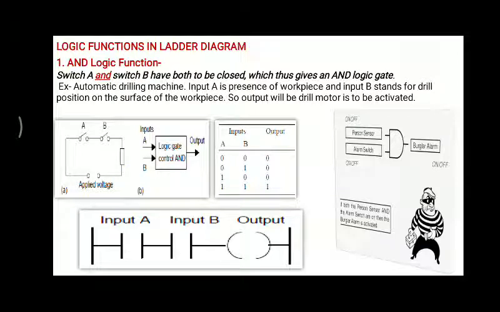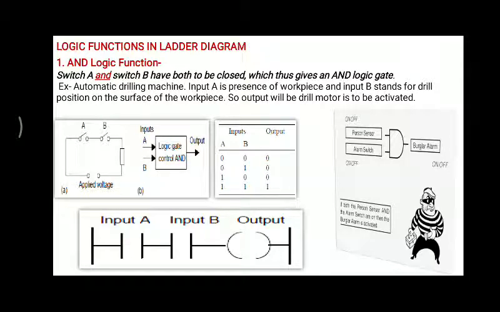So in the ladder diagram, this is the ladder diagram of this AND gate. This is the input A, this is input B. Currently they are in normally open condition. So what is the condition by the AND logic function? We have to close switch A and switch B, then we will get some output in that particular rung.